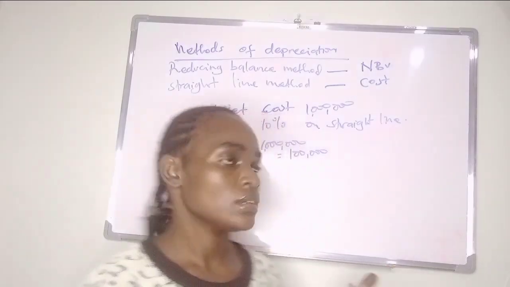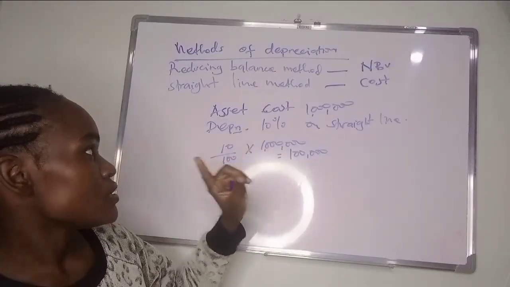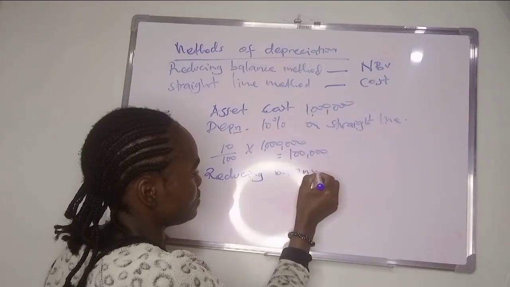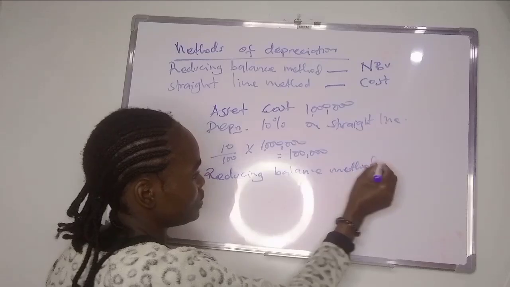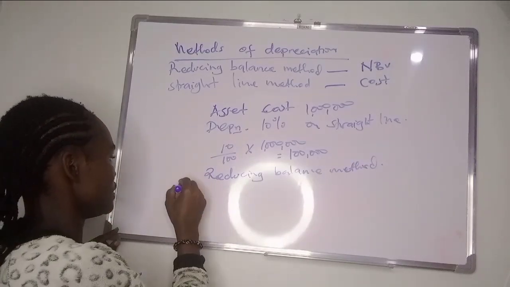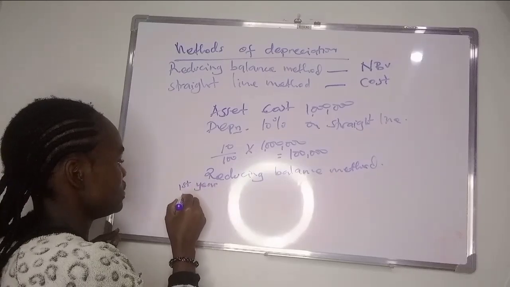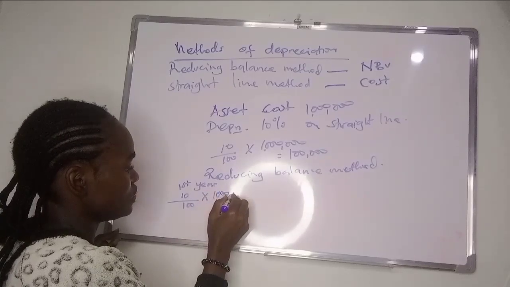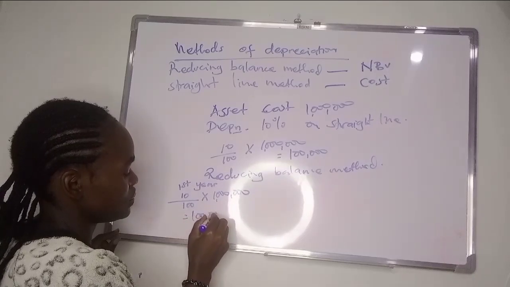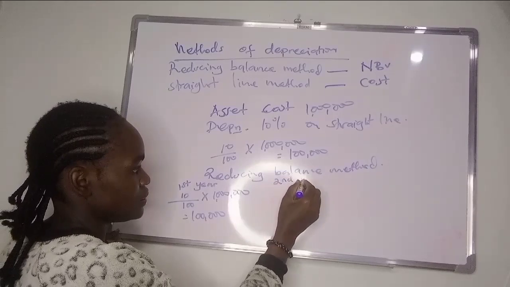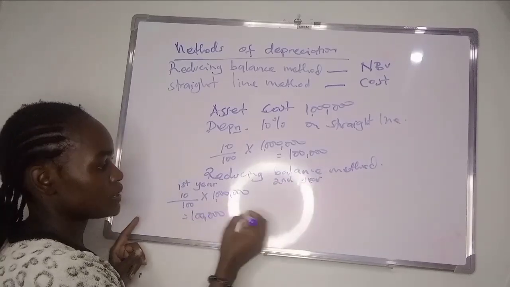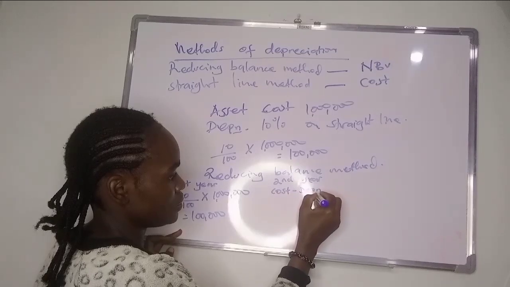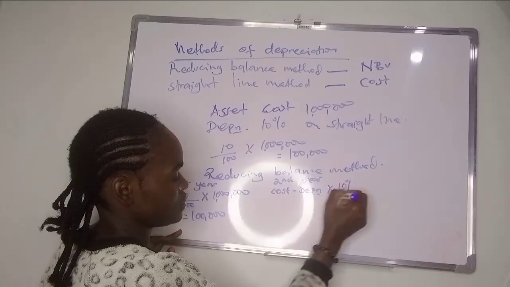But in case they tell you that it is the reducing balance method, depreciation is calculated on the net book value. For the first year, it will be 10 out of 100 times 1 million, which will be 100,000. Then for the second year, we shall first get the cost minus depreciation, then times the 10%.